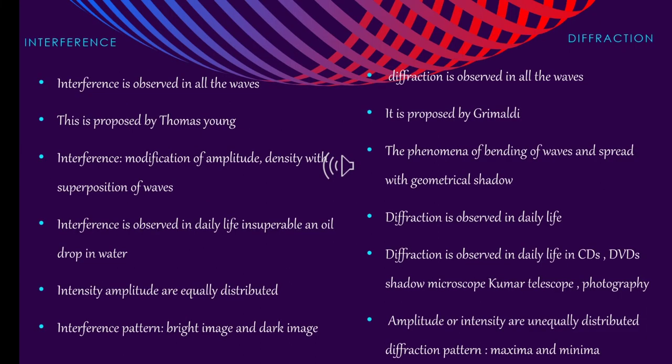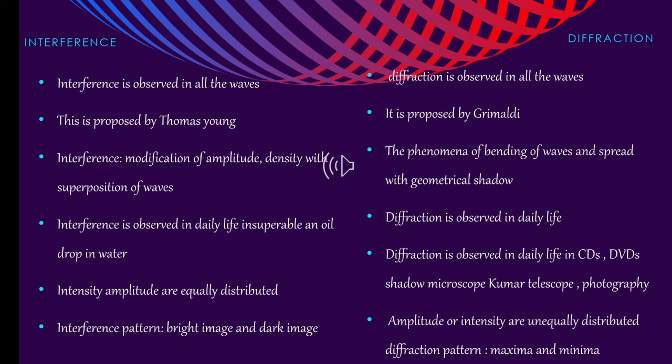Now coming to the difference between interference and diffraction. Interference is observed in all waves. Diffraction is also observed in all waves. Interference was proposed by Thomas Young and diffraction by Grimaldi. Interference is the modification of amplitude and intensity with superposition of waves. The phenomenon of bending of waves and spreading into geometrical shadows is called diffraction.